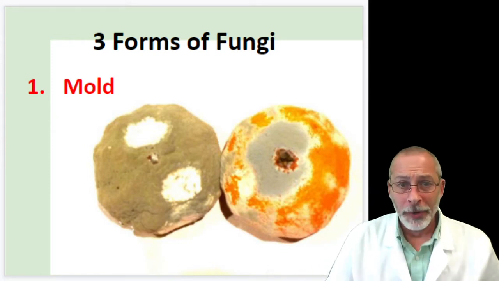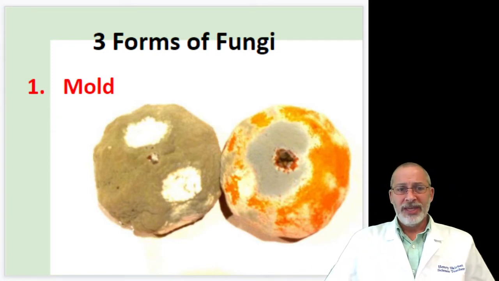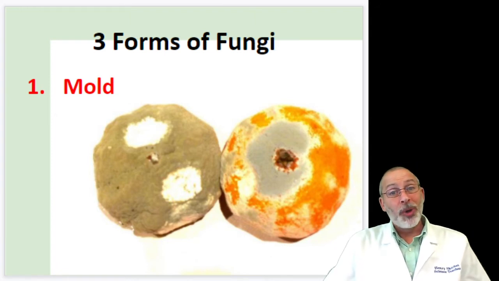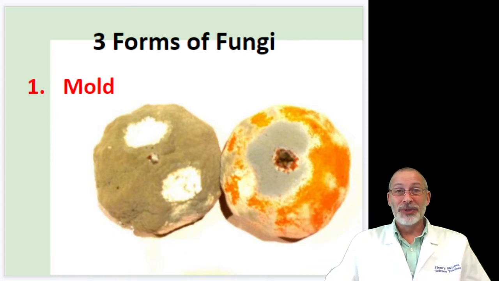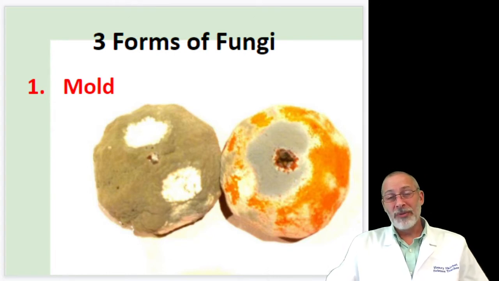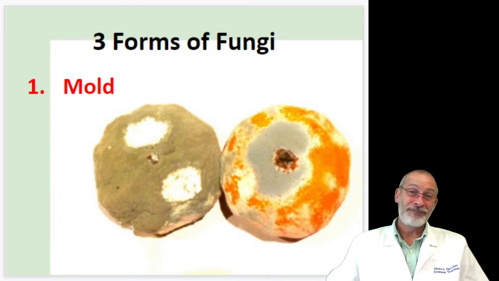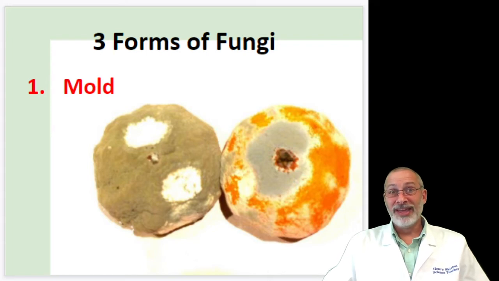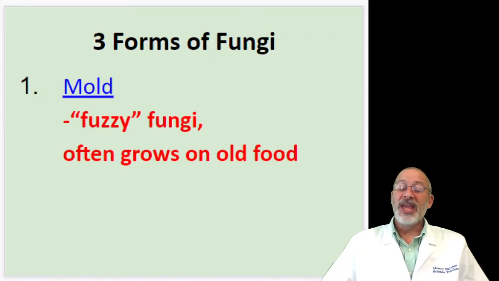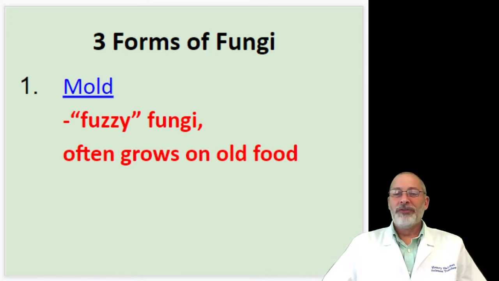The first form is called mold. If you have ever had a fruit bowl at home with oranges like this, or bananas, or what have you, and they were left lying in there for too long, then you've probably seen mold growing on them. Or maybe a loaf of bread that has been lying around for too long in the bag. You can see the mold growing on the bread. Well, mold is a fuzzy fungi, and it often grows on old food.